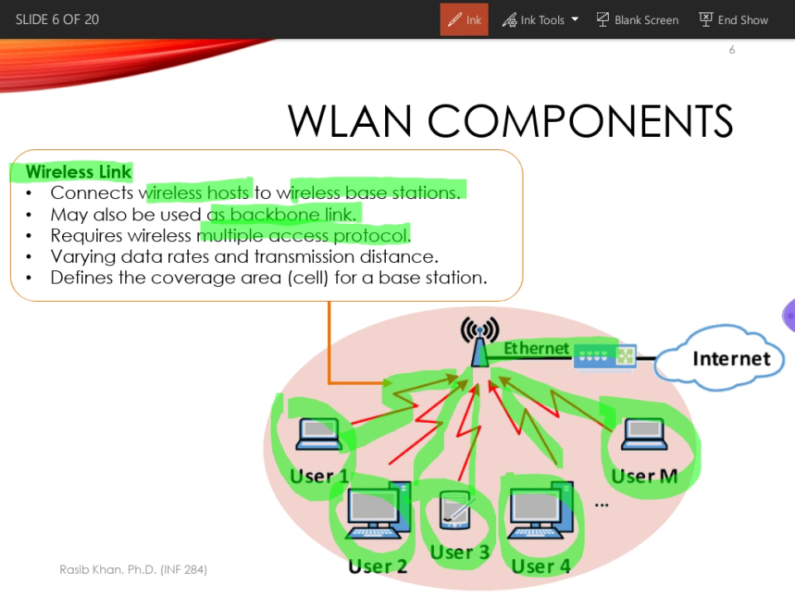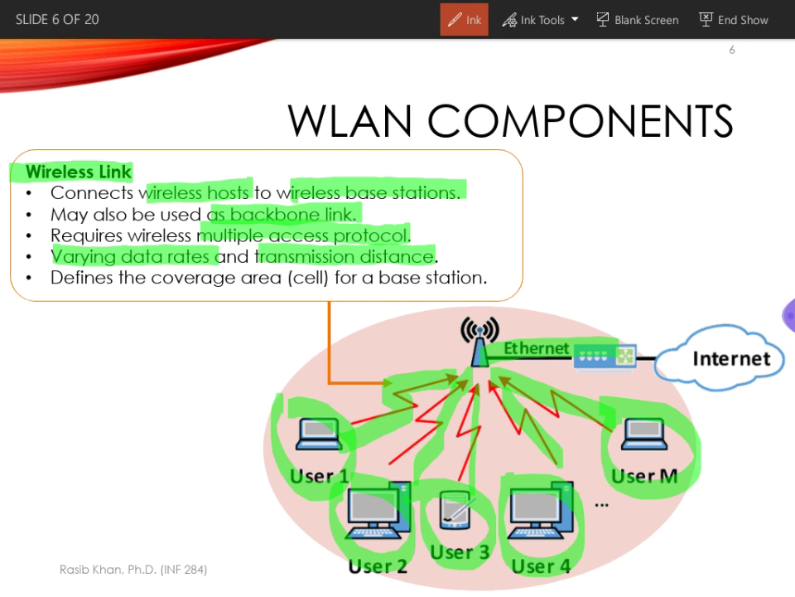The wireless links, based on the different properties, may have varying data rates and also the maximum capacity for the transmission distance. There are certain types of wireless links which do not have a long range. There are some versions which have a longer range. However, in most cases, the longer the range, the smaller the bandwidth.